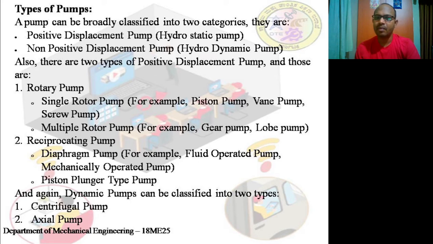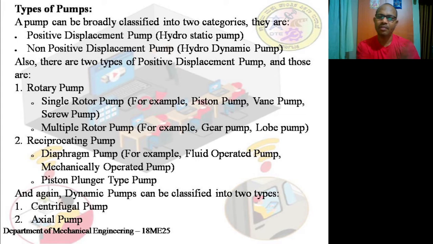A rotary pump is the one in which the rotational type of mechanical energy exists. Whereas in a reciprocating pump, the mechanical energy is transferred through to and fro motions, something like this.